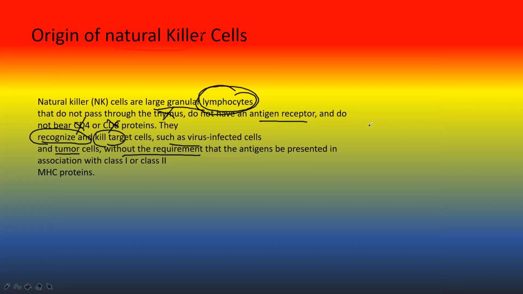They just know the fighting: find, recognize, and kill. Oh, it's a foreigner, just kill it. So these are the natural killer cells. They don't need any antigen presentation. They don't present to others and they don't receive from others. They directly go, recognize the antigen, and start fighting. Clear?